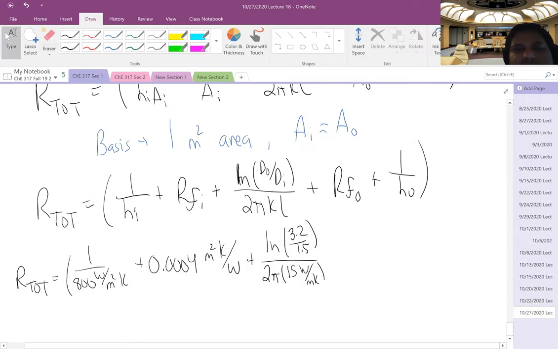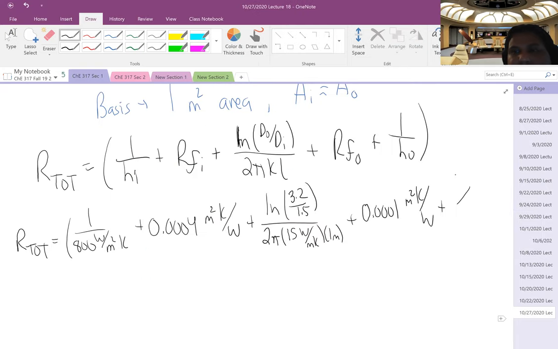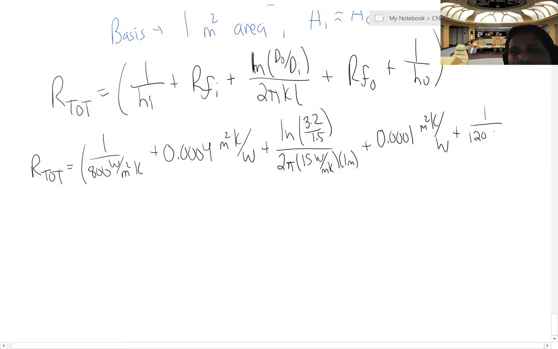So for length, we're looking at things per unit, so that would just be 1 meter. Our R_f,o is going to be 0.0001 meter squared Kelvin per watt. And 1 over h_o is simply 1 divided by 1200 watts per meter squared Kelvin.